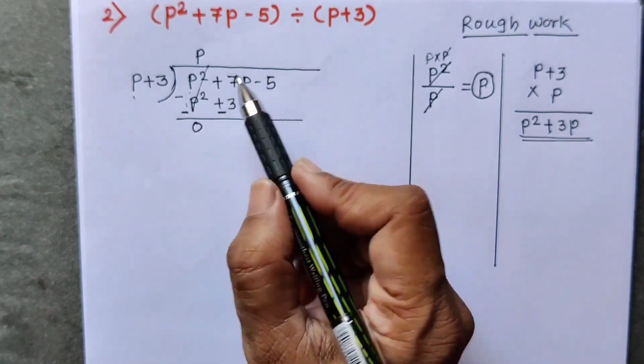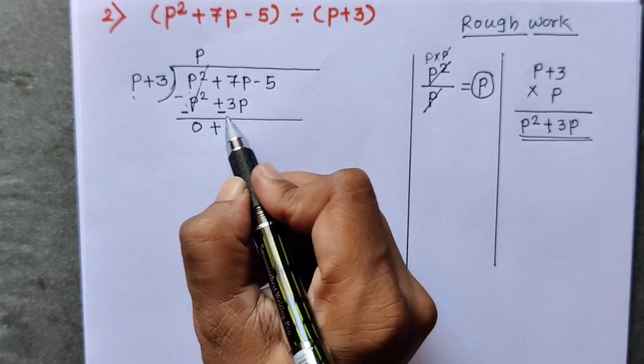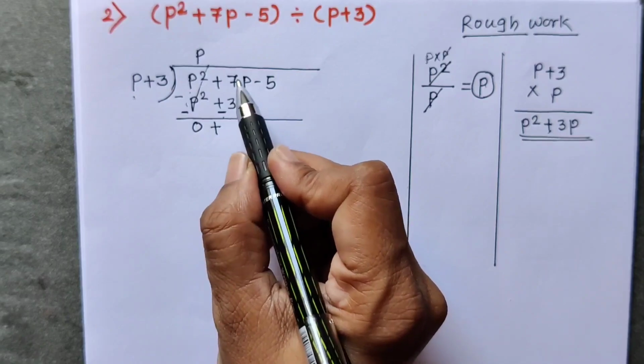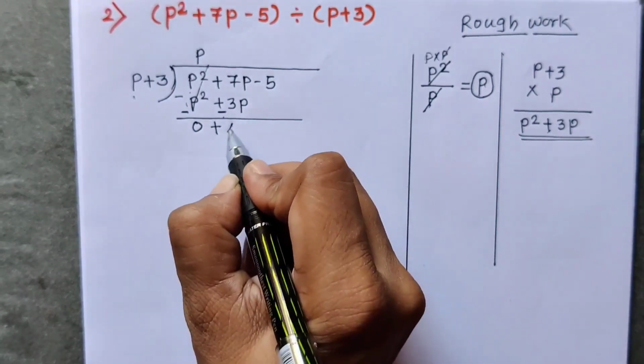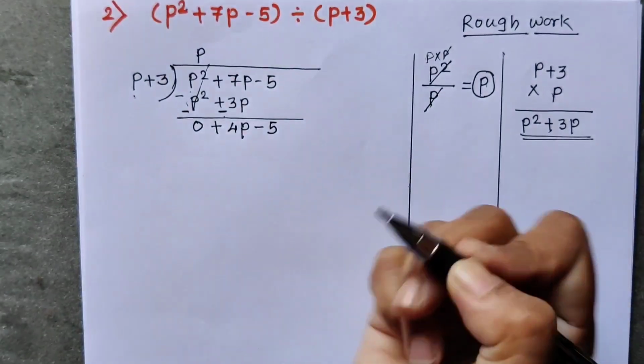Sign of bigger number. Bigger number is 7. So sign is plus. Because now 3p sign becomes minus. So plus minus becomes minus. 7 minus 3 is 4. 4p. And minus 5 we write down as it is.